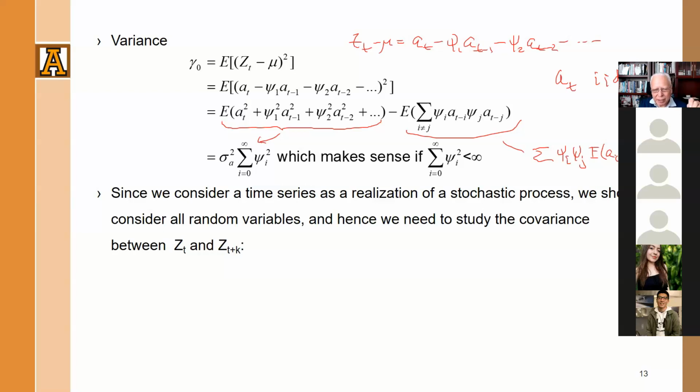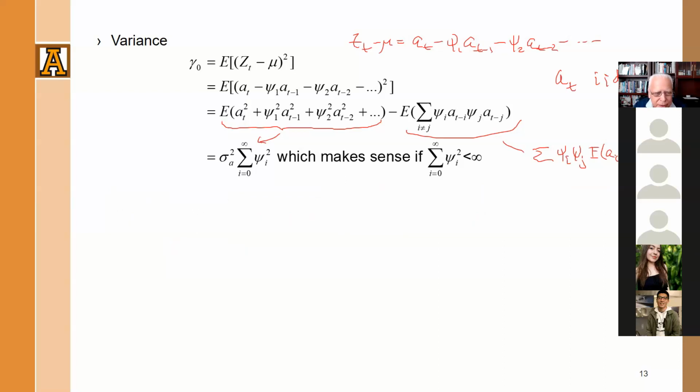Okay. Teacher, I have a question. I didn't quite get why the first term is sigma squared a times the sum of these. Okay. Let's look at this first term here. Here we're assuming that the sum of the psi i squares converges. If it converges, then the expected value of the sum is the sum of expected values. So it'll be, I made it wrong here. Oops.